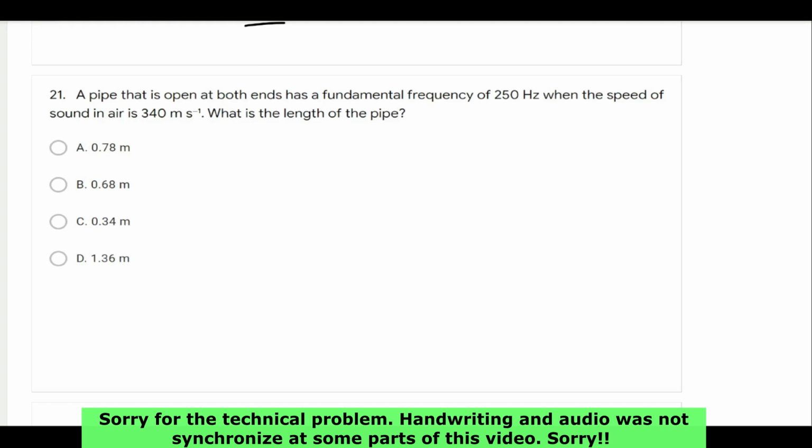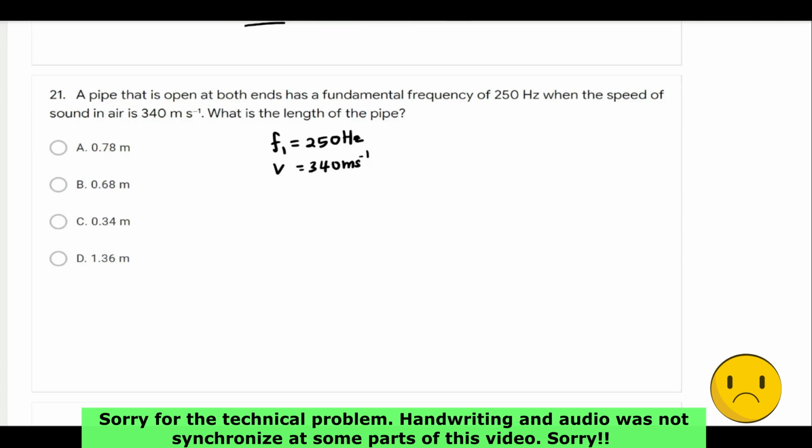A pipe that is open at both ends has a fundamental frequency. Okay, so fundamental frequency I would write as F1, which is equal to first harmonic. The frequency is given 250 Hertz, when the speed of the sound in air is given 340 meter per second. So what is the length of the pipe?